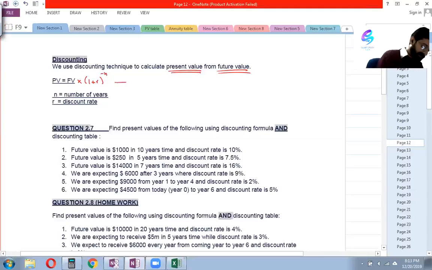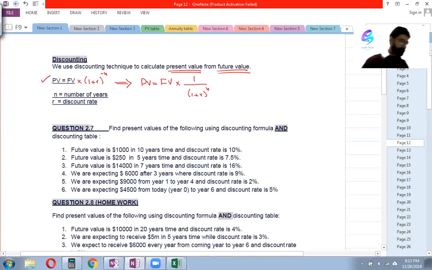You can also write the formula like this. Present value is equal to future value multiplied by 1 divided by (1 plus r) raised to the power n. You can actually use any of these two formulas. Both of them are perfectly fine. If you want to write minus in the power, then you can use this. If you don't want to write minus, then you can use this. I personally prefer the first one, right?